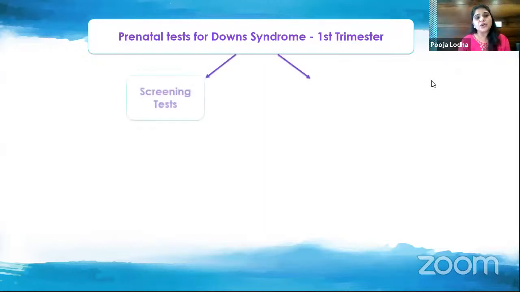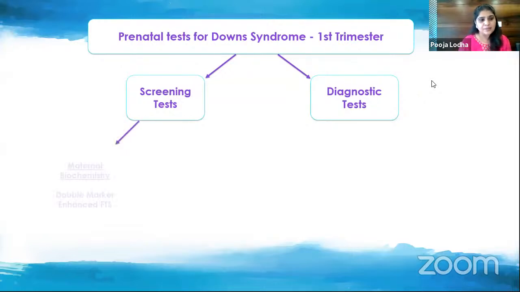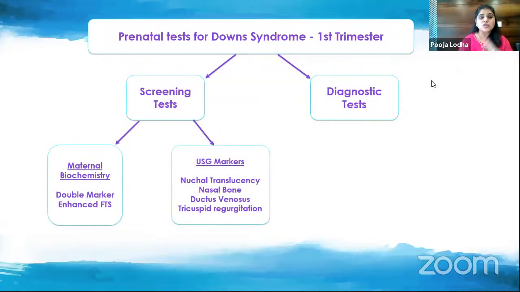So, prenatal tests for Down syndrome: I've limited myself to the first trimester since this is a CME on first trimester. We have screening tests and we have diagnostic tests. Amongst the screening tests, there are two ways in which we can screen the women, either by maternal biochemistry or by ultrasound. On biochemistry, we have the double marker and the enhanced FTS. On ultrasound, we look for the nuchal translucency, nasal bone, and the other markers as we just saw before.